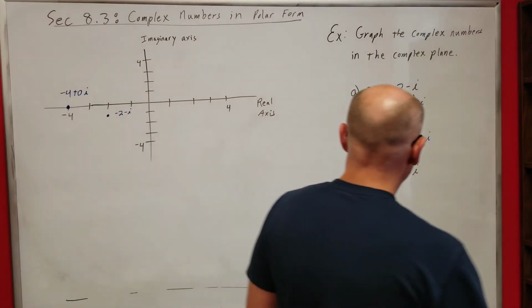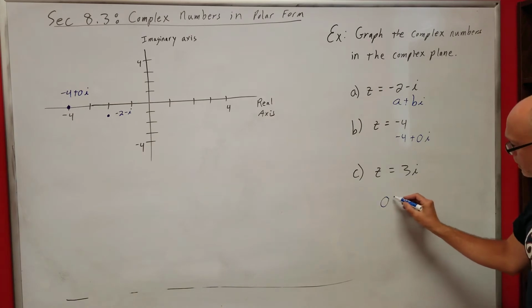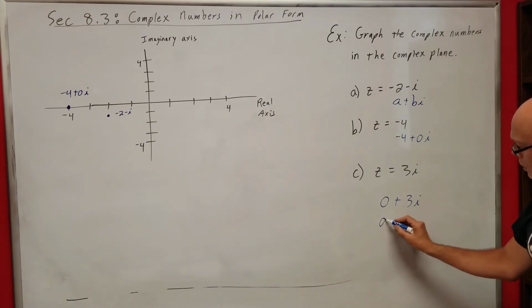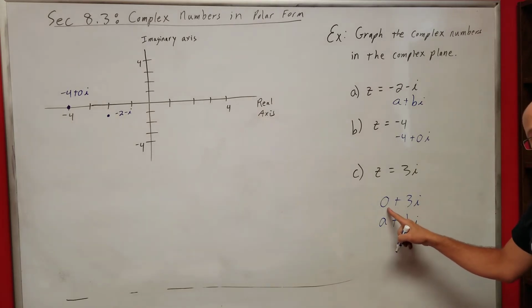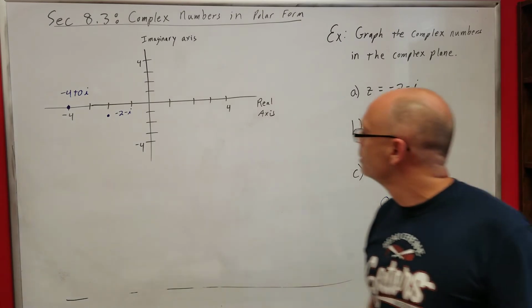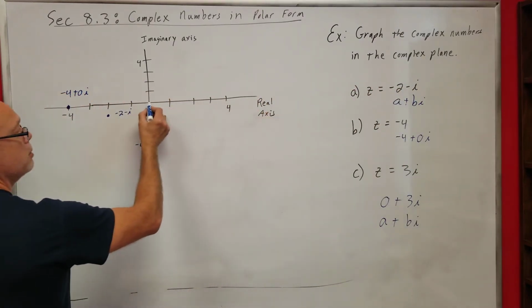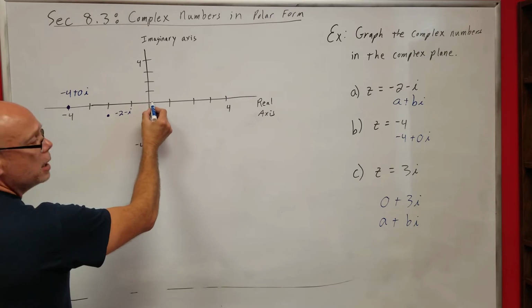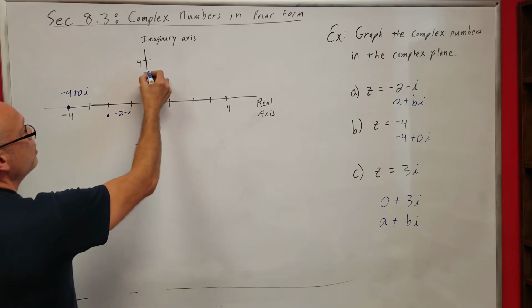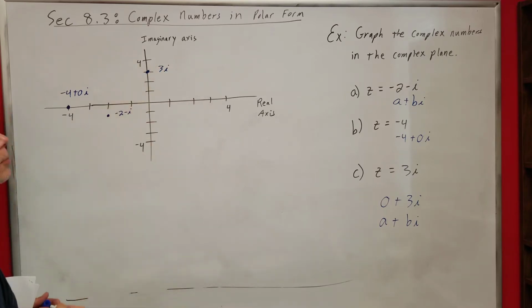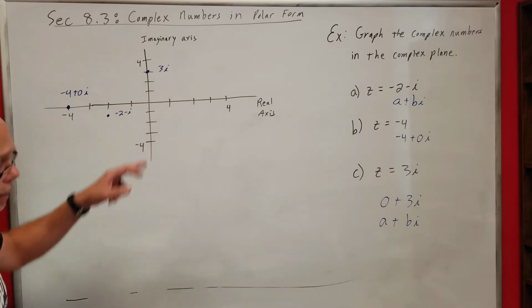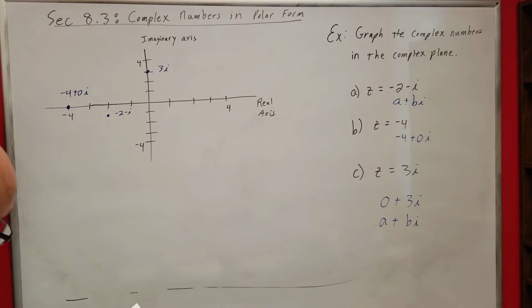And what about 3i? 3i can be rewritten as 0 plus 3i. So a plus bi: your real part is 0, and your imaginary part is 3. So on your real axis, go to 0, and on your imaginary axis, you go to 3. 1, 2, 3. That puts you on this axis, and that's 3i right there, or 0 plus 3i, whichever way you want to say it. All right, so we know how to graph these now in the complex plane.